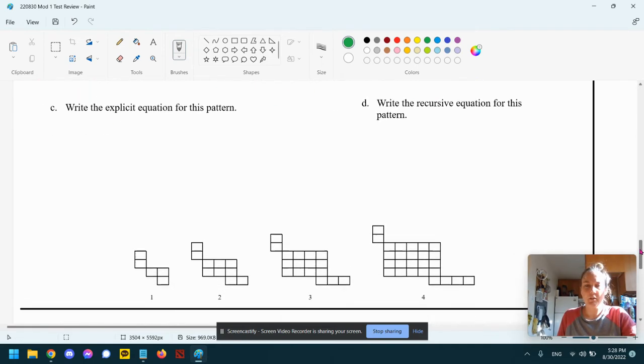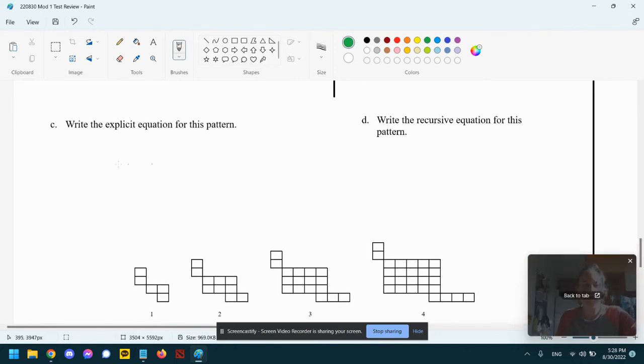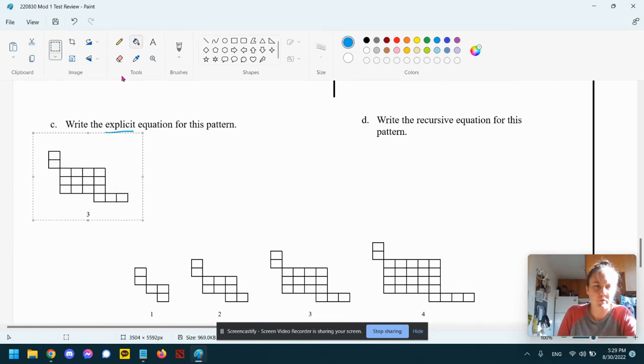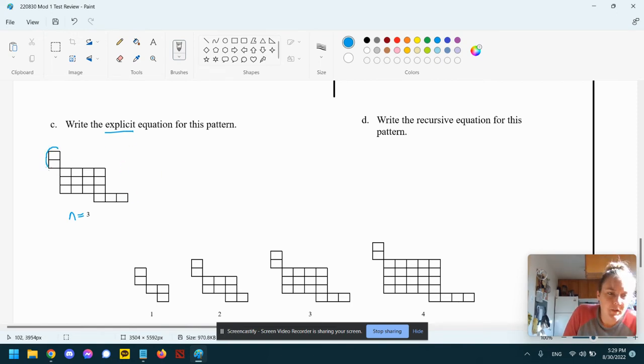Okay, scrolling down, I copied and pasted the pattern so we can still see it. Write the explicit equation and write the recursive equation. Explicit means we're just looking at each one on its own and trying to figure out how we could have gotten there, right? So if we have this one, where I know n is equal to 3, I notice that this is 2, and it always is 2.